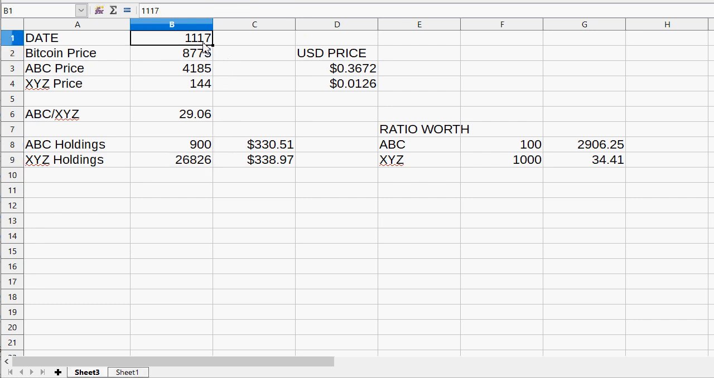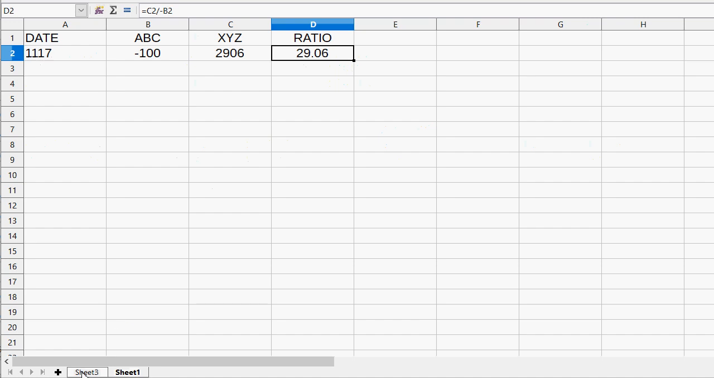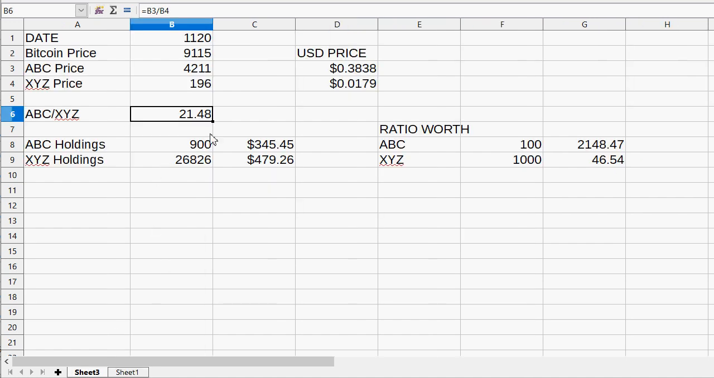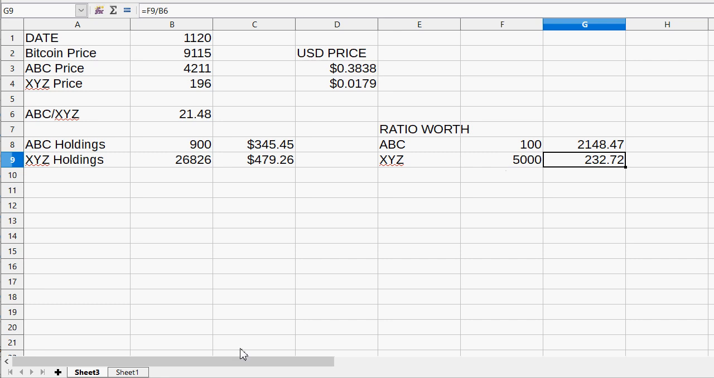Let's assume a couple days go by, and this has a nice little breakout, a fake rally kind of deal. Well, it'll end up being fake. You woke up and it's 196. Lucky you. This is 42.11, we'll say, and Bitcoin is 91.15. So we look at this and think, okay, we got a ratio of 21.48. The last one was 29. That's a big differential. So let's go ahead and sell like 5,000 of these. That's a big move. We could do like 232, we'll say.